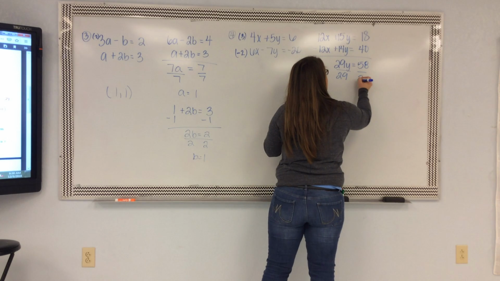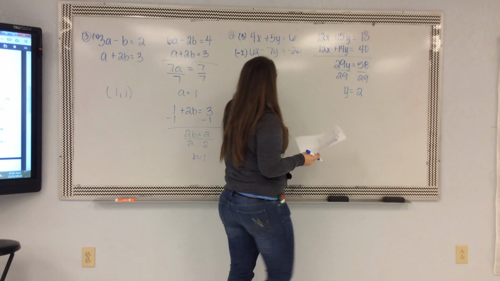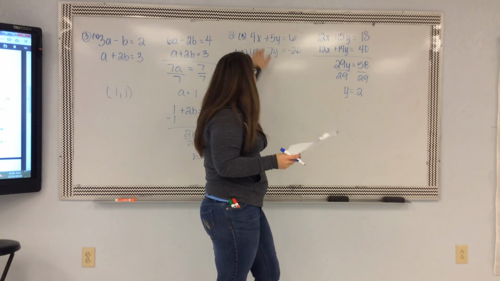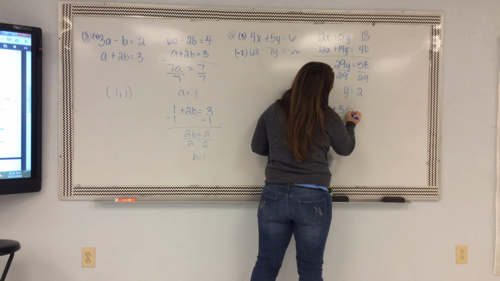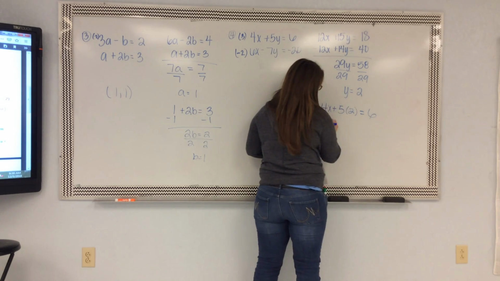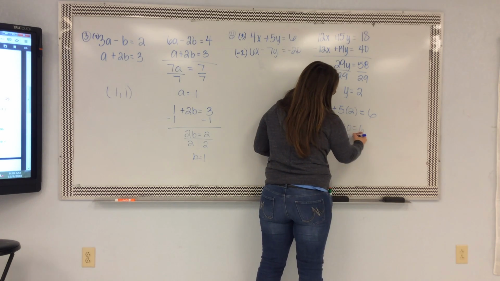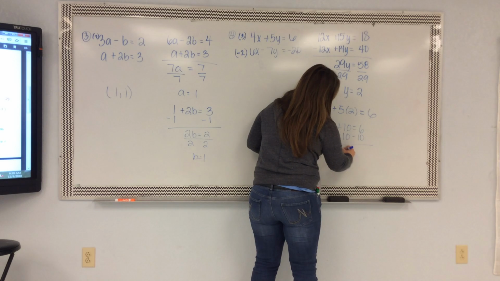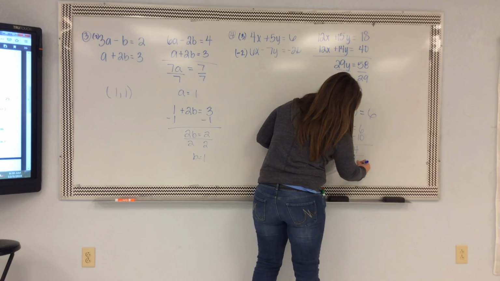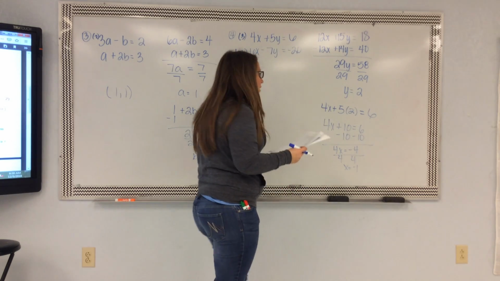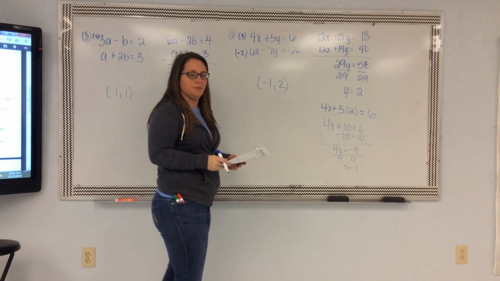If I divide both sides by 29, y is equal to 2. I'm going to go back and plug that into either one of my original equations. I'm just going to throw it into the top one where it said 4x plus 5y, so 5 times 2 is 10. 4x plus 10 equals 6. Subtract the 10 from both sides. 4x equals negative 4. Divide both sides by 4. X is equal to negative 1. So my ordered pair is negative 1, 2.